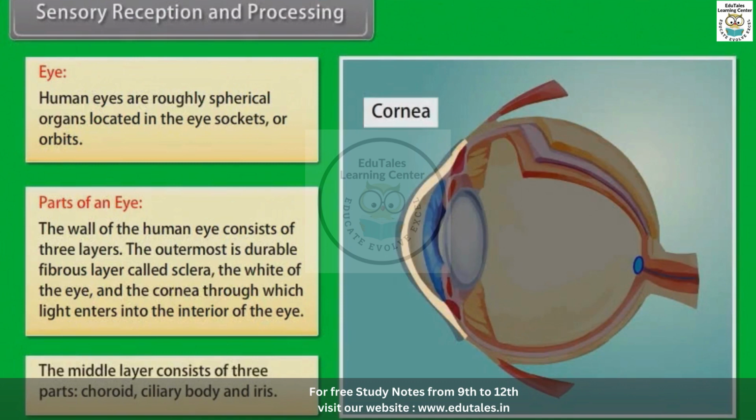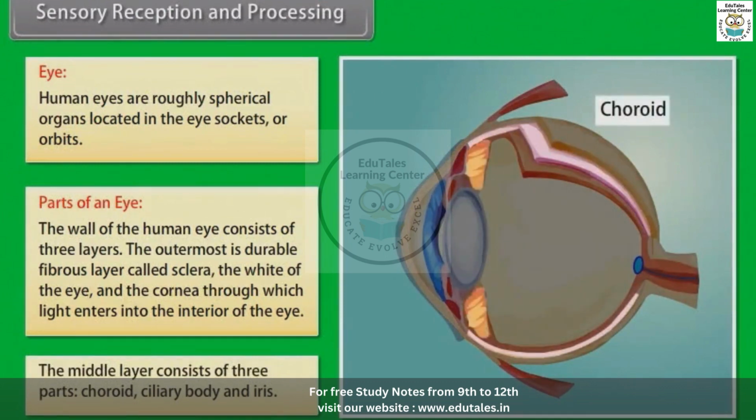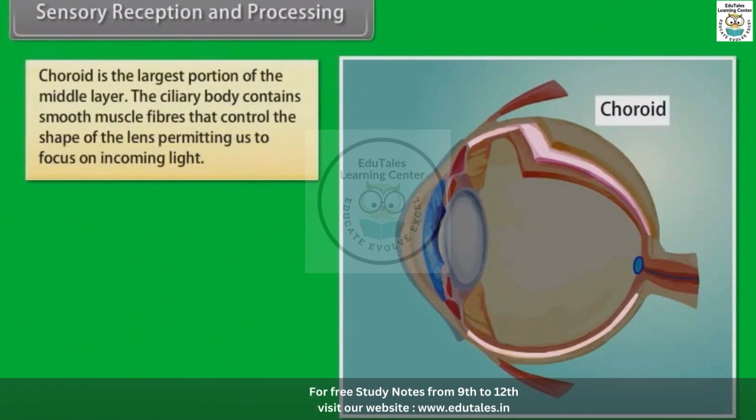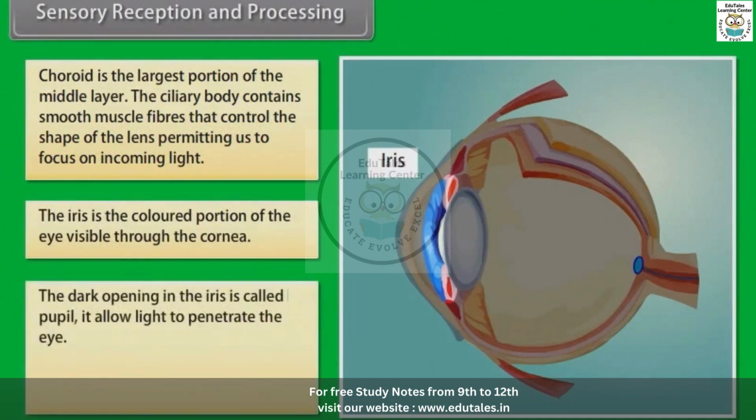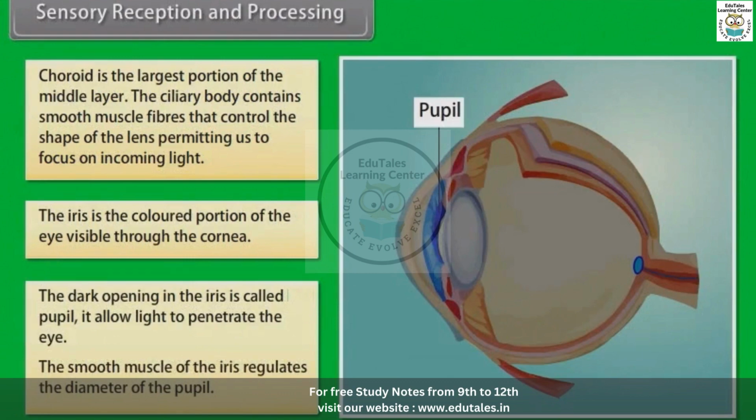The middle layer consists of three parts: choroid, ciliary body, and iris. Choroid is the largest portion of the middle layer. The ciliary body contains smooth muscle fibers that control the shape of the lens, permitting us to focus on incoming light. The iris is the colored portion of the eye visible through the cornea. The dark opening in the iris is called pupil. It allows light to penetrate the eye. The smooth muscles of the iris regulate the diameter of the pupil.